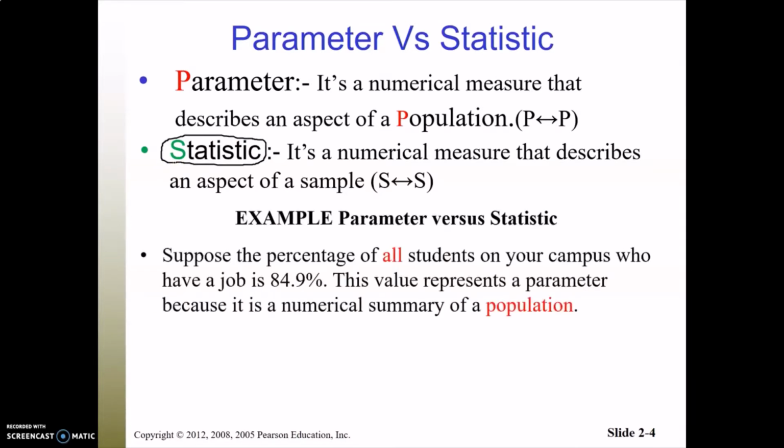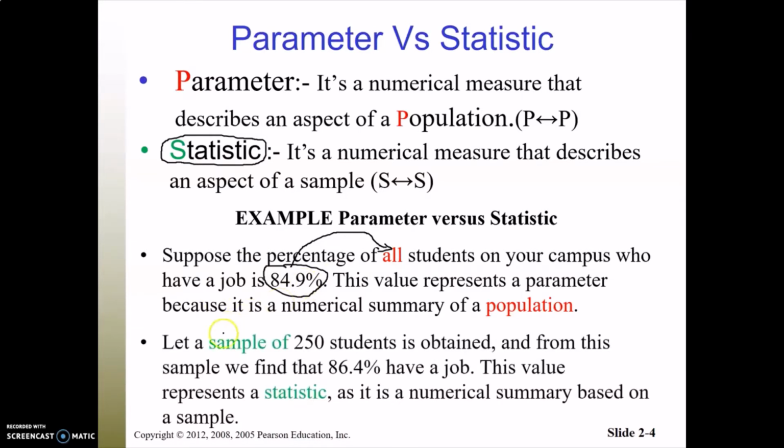So let's see an example. Suppose that the percentage of all students on your campus who have a job is 84.9%. This number belongs to a population. Look at the keyword all. This 84.9% represents something about all students. So this is a numerical aspect that describes an aspect of a population, hence it's a parameter.